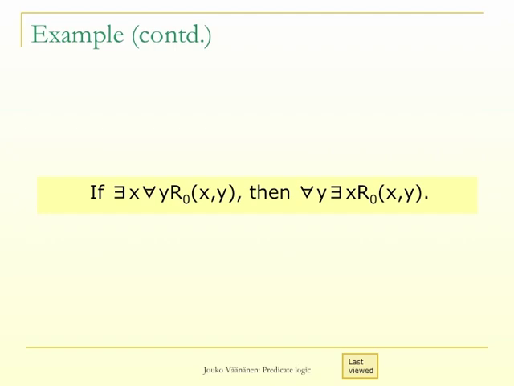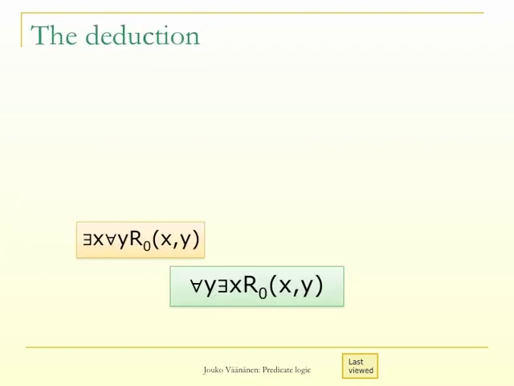In fact, we can write this problem in the following form. We assume ∃x ∀y r0(x,y), and we want to conclude ∀y ∃x r0(x,y). So r0(x,y) is here the predicate x is a friend of y. Let's now draw the deduction. We have the assumption ∃x ∀y r0(x,y), and we want to conclude ∀y ∃x r0(x,y).